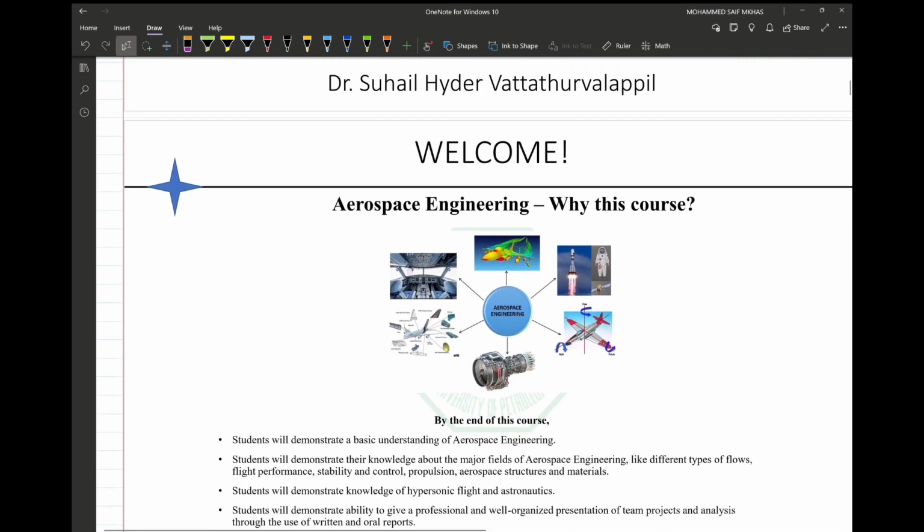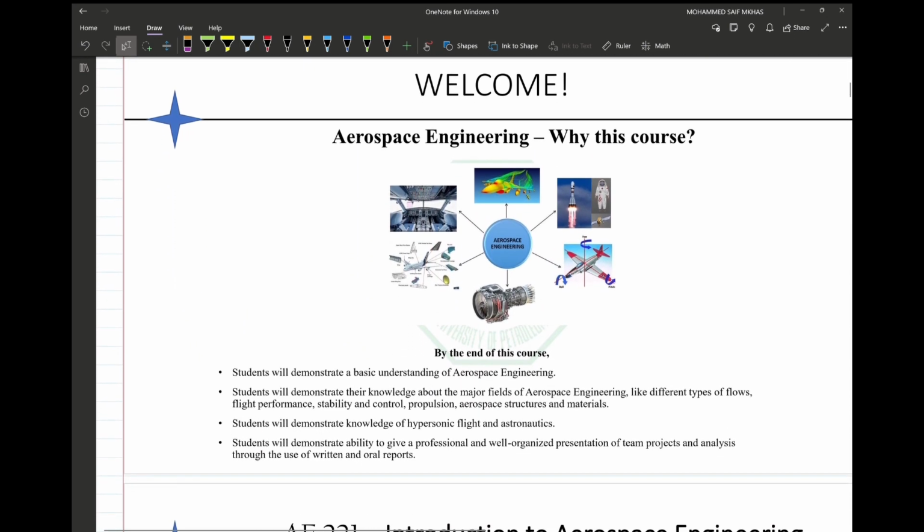So starting off, in this course we'll be learning some basic information about aerospace, and generally we have some criteria like control, propulsion, aerodynamics, structure, astrodynamics, and so on.